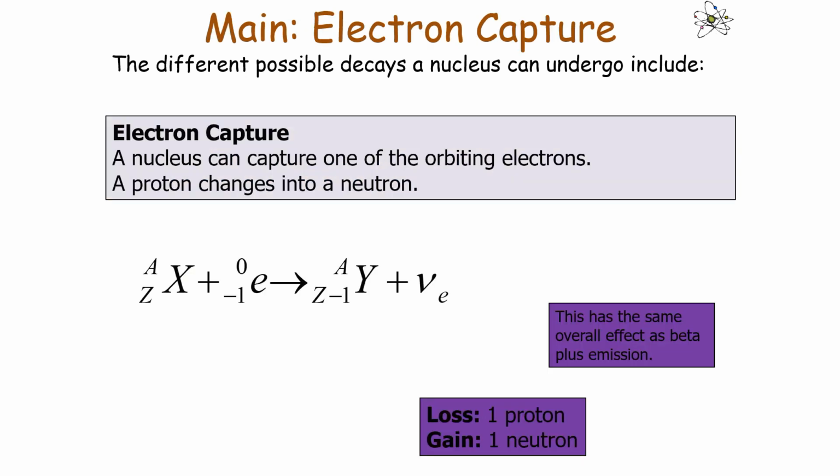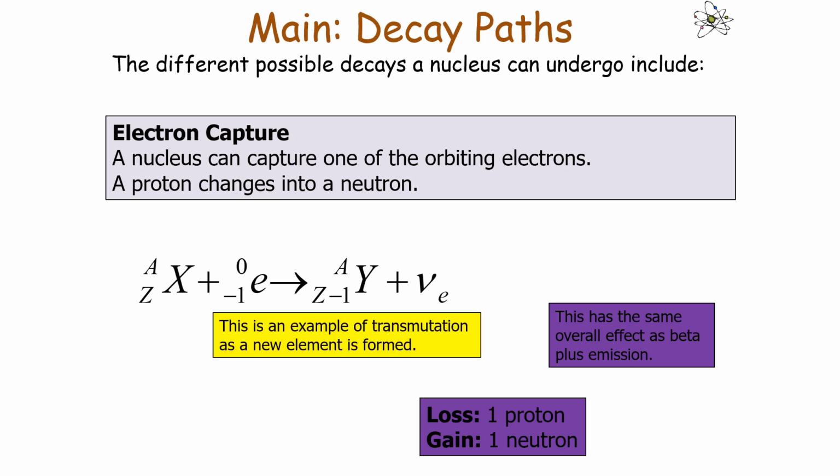Now, the next type of nuclear decay is electron capture. In electron capture, a nucleus can capture one of its orbiting electrons, and a proton will then change into a neutron, and you will also get an emission of a neutrino. This has the same overall effect as a beta plus emission. So again, it's an example of transmutation, as a new element is formed.